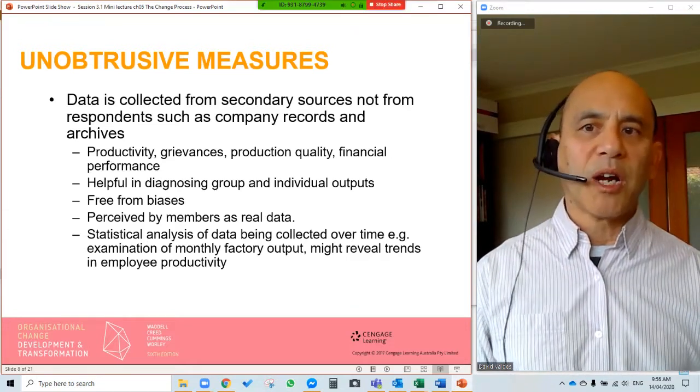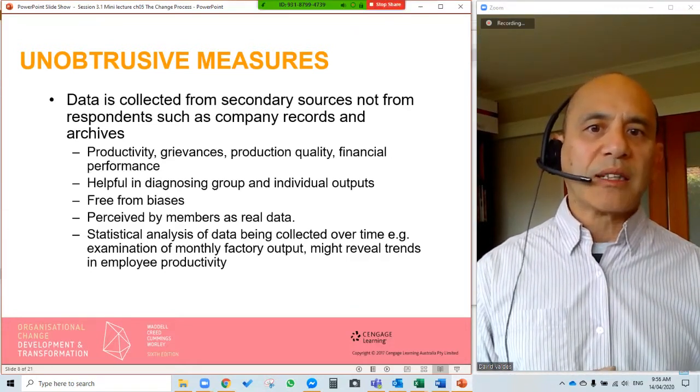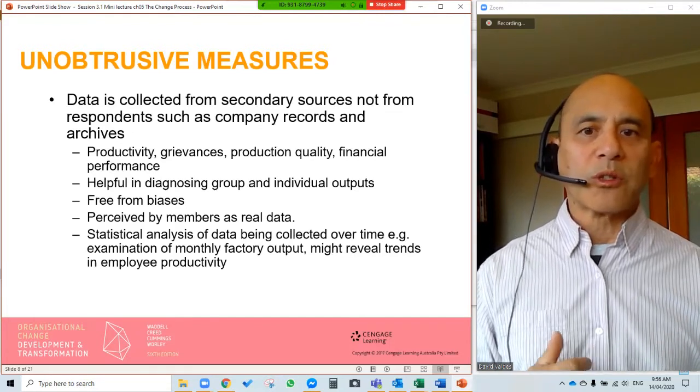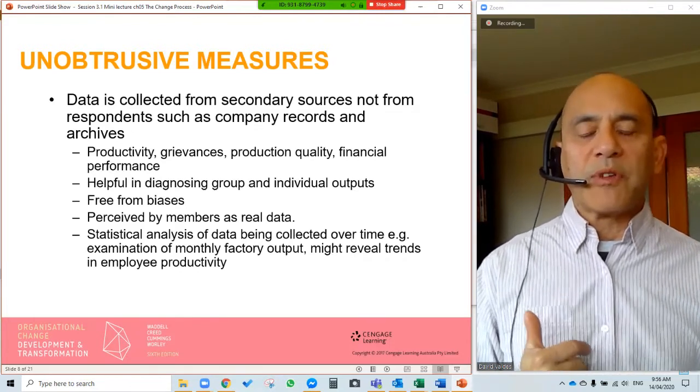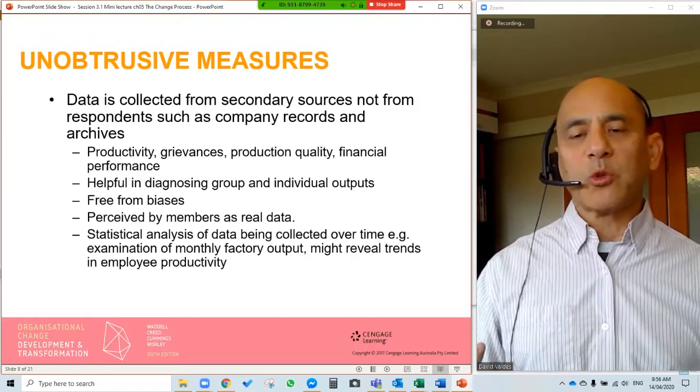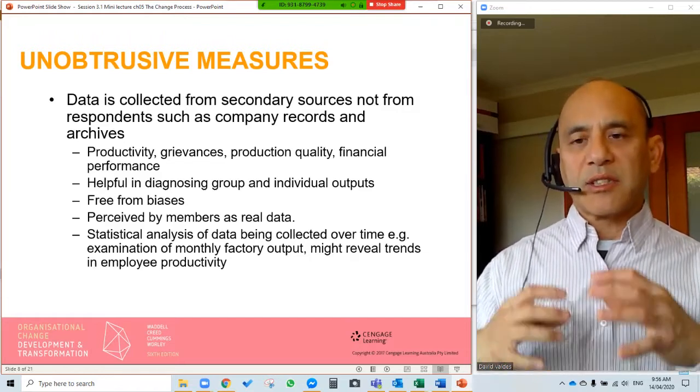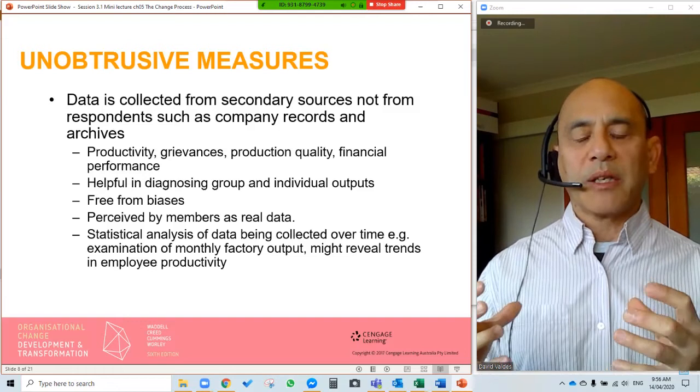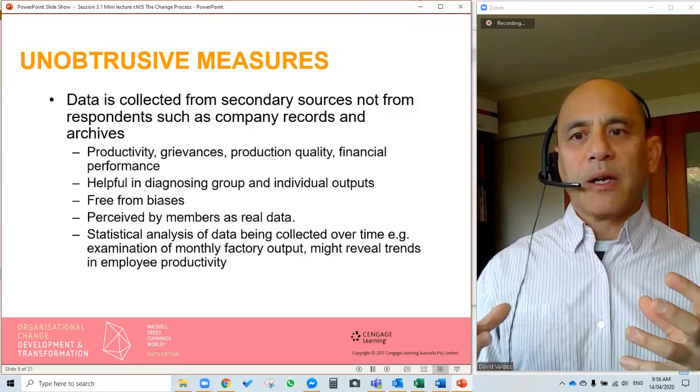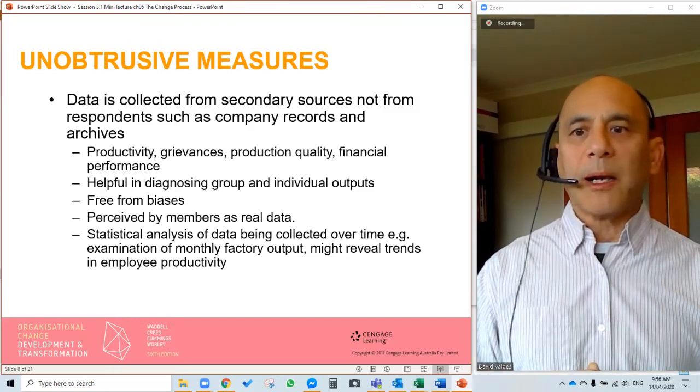Another very popular unobtrusive data that we use is financial performance. So if we know that our profits are not going up, maybe our expenses are too high, then that's a symptom of a larger problem. And then we need to look at basically why our expenses are too high.